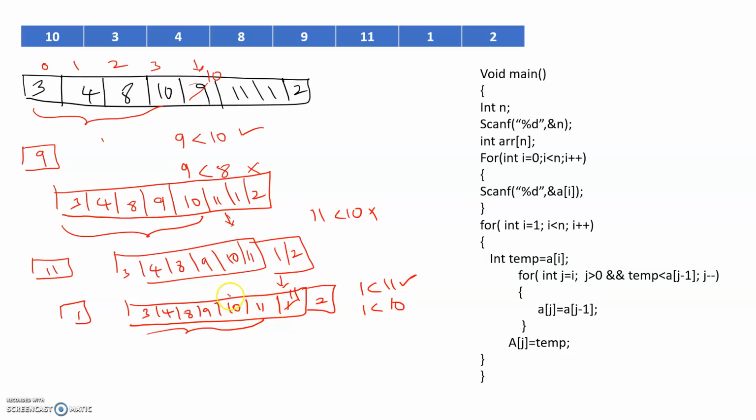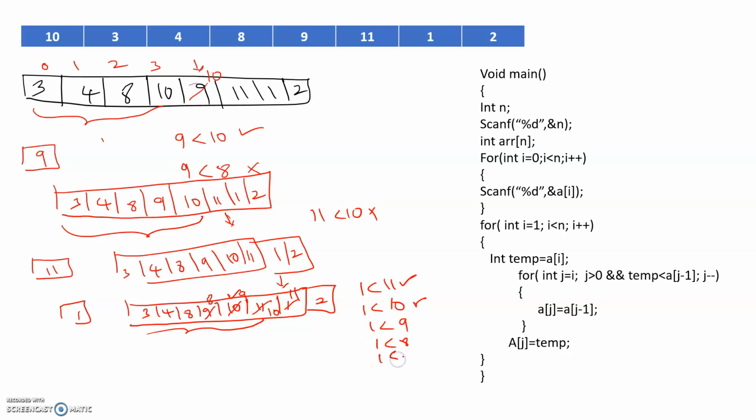Next I am going to compare with this. So now 1 less than 10, condition true. Whatever element is there will be copied into the next index position. So 11 will be overwritten by 10. Next 1 will be compared with 9. 9 is greater, so automatically 10 will be overwritten by the value of 9. Then 1 less than 8, this is also true. 8 will overwrite your 9 value.